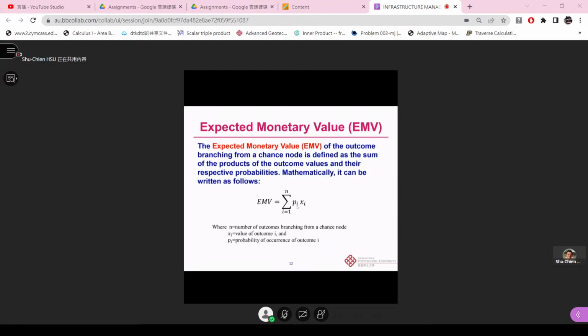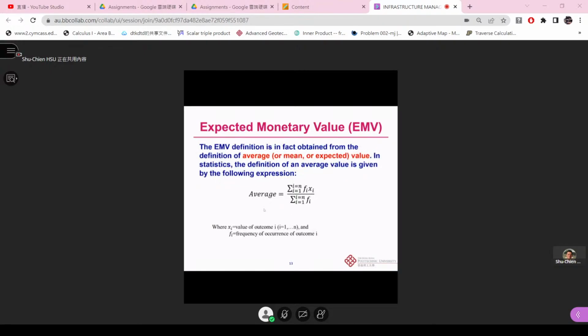EMV equals the sigma of i equals 1 to n of pi times xi, where n is the number of outcome branches from the chance node, xi is the value of the outcome i, and pi is the probability of the occurrence of the outcome i. We just sum over all the outcome nodes with their probabilities.